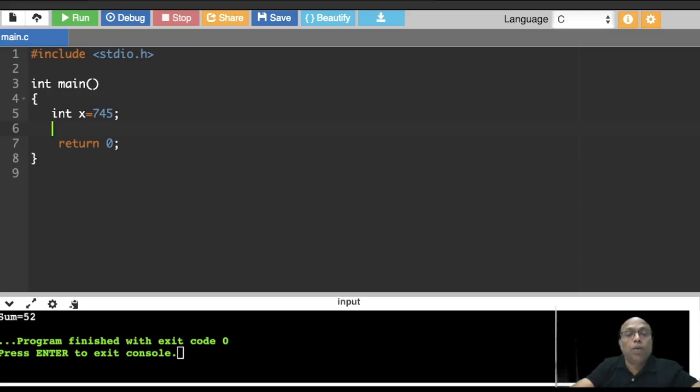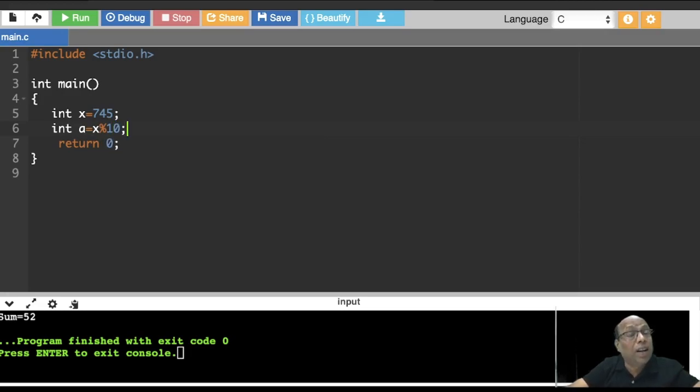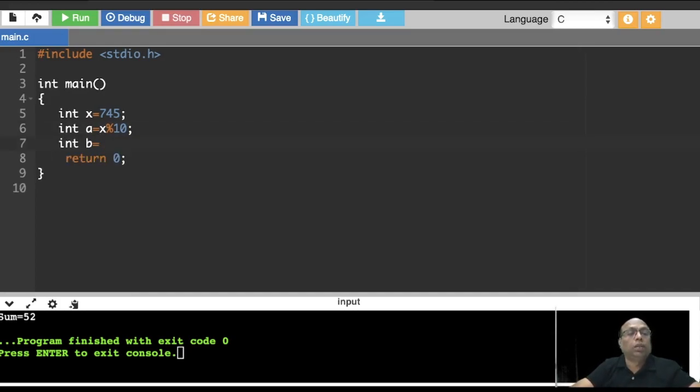Okay, now I want the 5. How to get the 5? You say a is equal to x modulus 10, because when I divide x by 10, the quotient is 74 and the remaining is 5. What is my b? b is equal to x divided by 10, which gave me 74. 74 modulus 10 gave me 4. Now I have c is equal to x divided by 100. It gave me 7. Now a is 5, b is 4, c is 7.